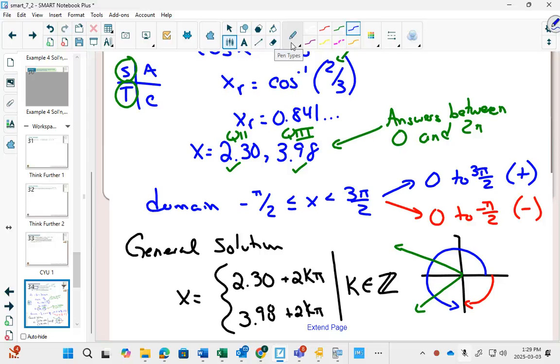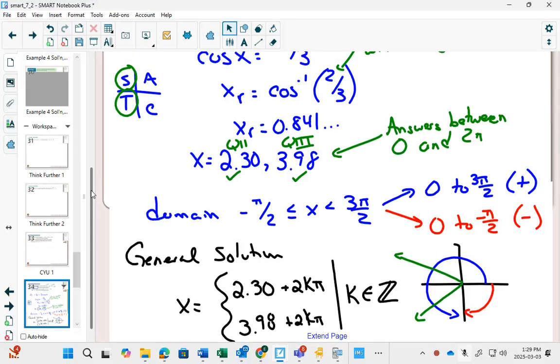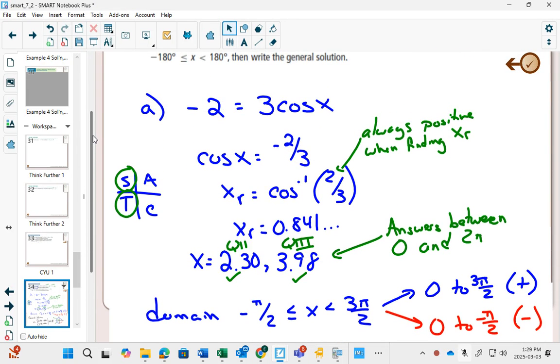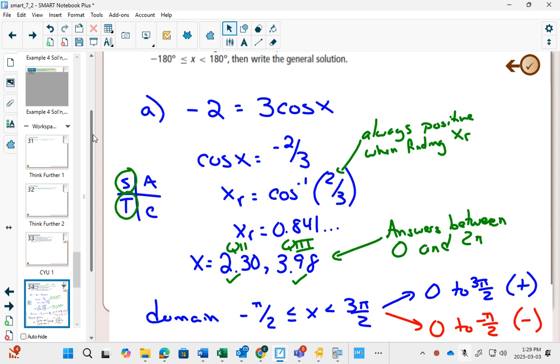So to recap, what did we do? We solved like normal. So first of all, I had to get cos by itself. Combine my like terms to get cos by itself. Then we find our reference angle. Important to remember that when finding a reference angle, you're always doing cos inverse of the positive value.